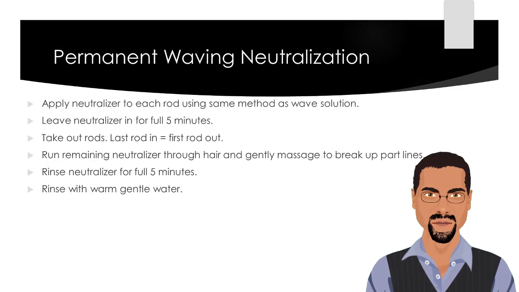When neutralizing a permanent wave, apply the neutralizer to each rod, using the same method as applying the waving solution. Leave the neutralizer to sit in the hair for a full 5 minutes, or longer if directed by the manufacturer. Take out the rods in reverse order. The last rod in should be the first rod out. Run any remaining neutralizer through the hair, and gently massage the scalp, to break up the part lines left from the sectioning of the perm rods.